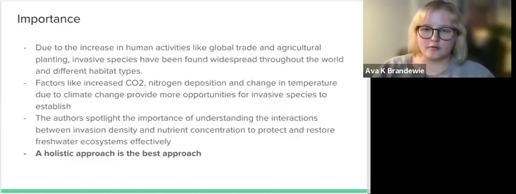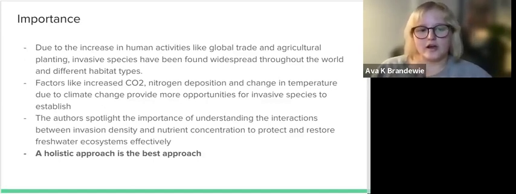And those are all important findings, and overall this paper was important because due to increased human activity like global trade, agriculture, planting, etc., invasive species have been found widespread throughout the world in a variety of different habitat types. And factors like increased CO2, nitrogen deposition, and change in temperature due to climate change all provide opportunities for these invasive species to really establish and eventually outcompete the native species of the area.